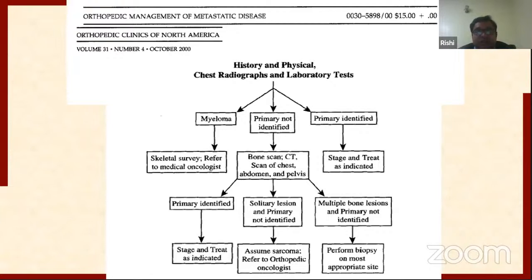But if it's only a solitary lesion and the primary is not identified, then consider this a primary malignant bone tumor and refer to an orthopedic oncologist. And if you have multiple bony lesions and the primary is not identified, then you have to perform a biopsy.